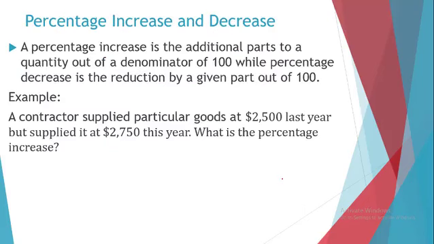So let's quickly go to what we call percentage increase and decrease. A percentage increase is the additional part to a quantity out of a denominator of 100. While percentage decrease is the reduction, mark the word reduction, by a given part out of 100. When we talk about percentage increase, we talk of addition. When we talk about percentage decrease, we talk of reduction.